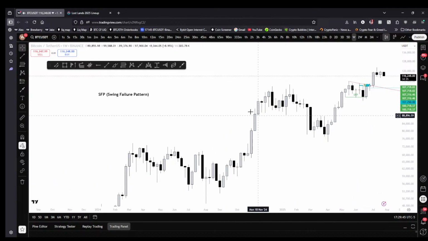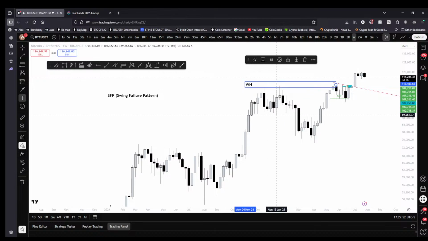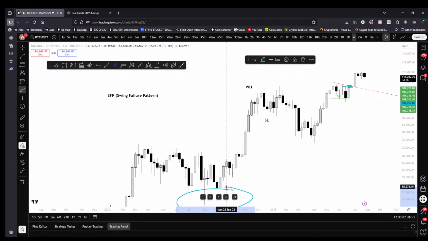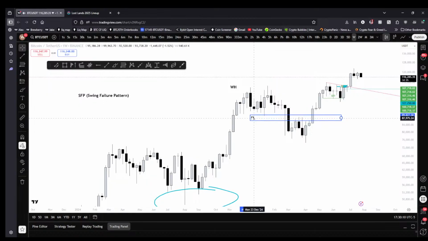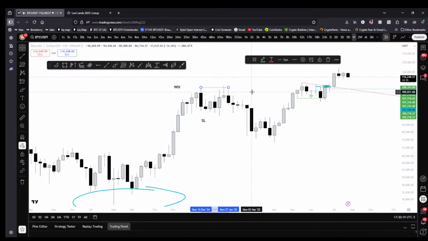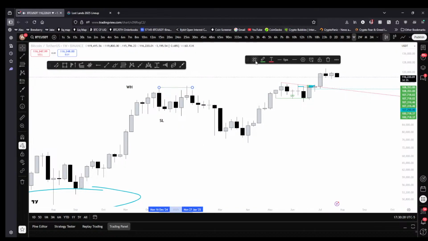understanding what we understand about structure, we had this weak high on the weekly before all this price action was here. 2 bearish candles created a strong low since it did not attack the previous low. Now, when we come up to attack this weak high, and we come above the high and close back below, this is what we would call a swing failure pattern.